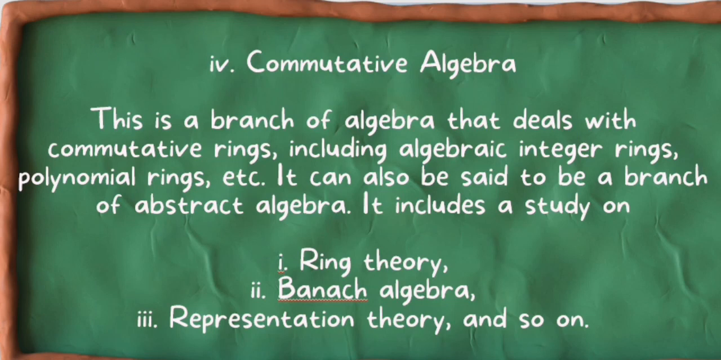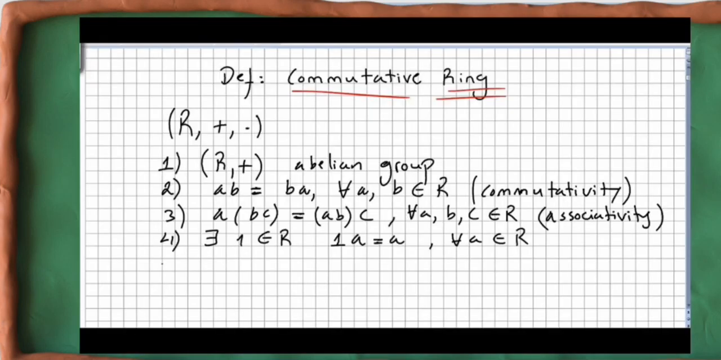Commutative algebra. This is a branch of algebra that deals with commutative rings, including algebraic integer rings, polynomial rings, etc. It can also be said to be a branch of abstract algebra. It is included in the study of ring theory, Banach algebra, which is named after a mathematician, representation theory, and so on and so forth. This expression shows a commutative ring expression which includes abelian group, associativity, etc.